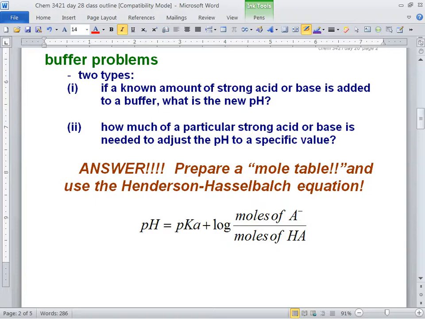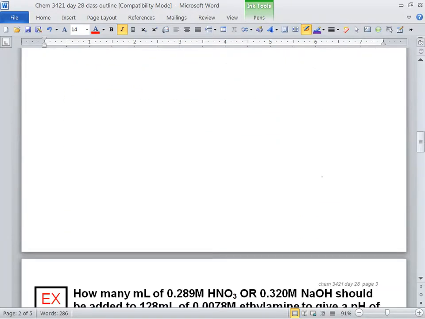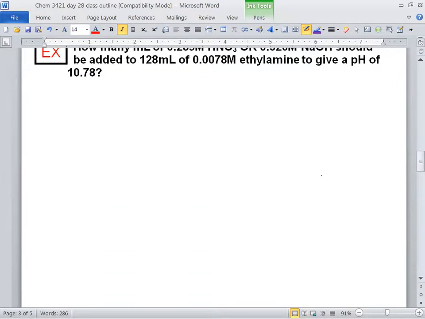And regardless of what type of question it is, we're going to prepare a mole table. So identify the reaction that's going on, and we'll prepare a mole table. Mole meaning it's just ICE, except we want everything in terms of moles and not concentration. So that's why I call it a mole table. And then once we figure out from our reaction and our mole table the moles of A minus and the moles of HA, we plug it in and find what we're looking for. So let's go ahead and get started.